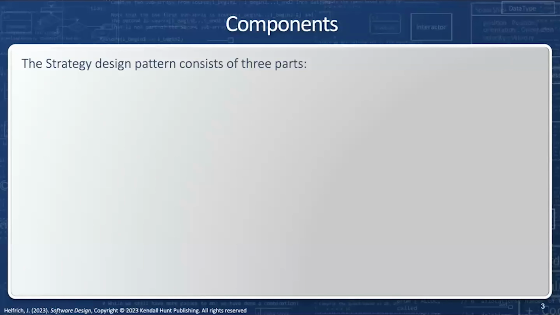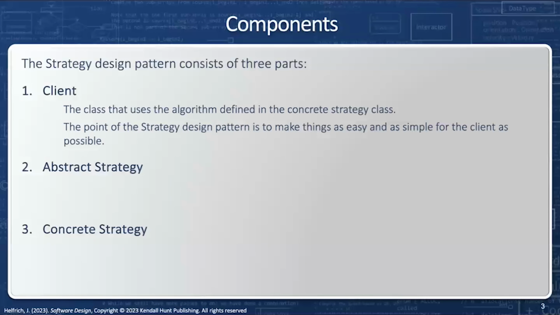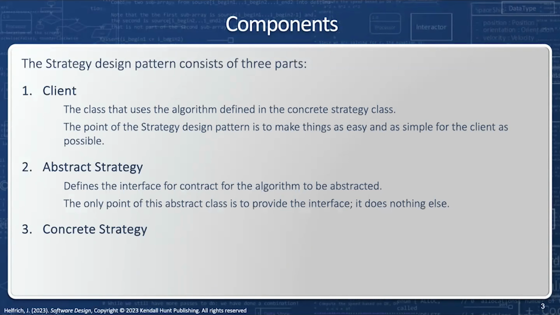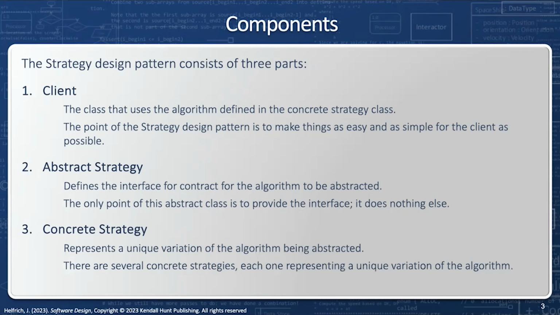The strategy design pattern consists of three parts: the client, the abstract strategy, and the concrete strategy. Now, the client is the part of the program that's actually going to use the strategy class. Our goal is to make things as simple and as easy as possible for the client. The abstract strategy is only going to represent the contract that the client interacts with. Usually the abstract strategy has no code and has no attributes. It simply provides an interface for the concrete strategies. Now, each individual concrete strategy represents an algorithm that is to be abstracted. There are several concrete strategies, one for each unique variation of the algorithm.